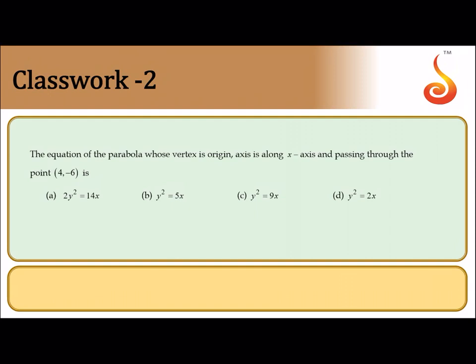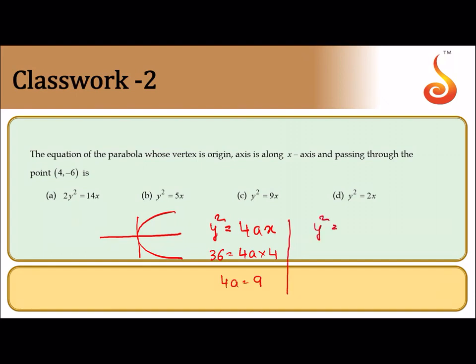Question number 2. Equation of parabola whose vertex is origin, axis along x-axis and passes through point (4, -6). So this is the parabola given to you. This parabola is y square equal to 4ax and it passes through (4, -6). So 6 sixes are 36 is equal to 4a into 4. So we get 4a equal to 9. So the required parabola will be y square equal to 9x.